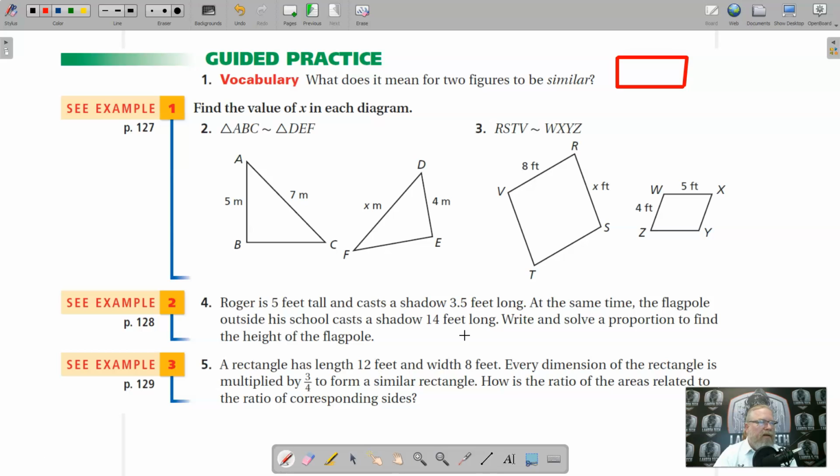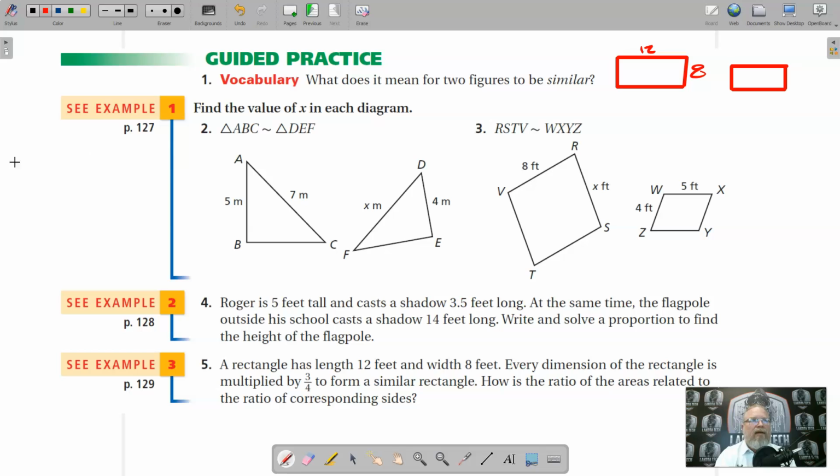And I get that other line there, but that's okay. 12 by 8. And every dimension of the rectangle is multiplied by 3/4 to form a similar triangle. So the scale factor is less than 1, so it's going to get smaller, right? So we're going to end up with a smaller triangle here. And we need to know what these dimensions are.